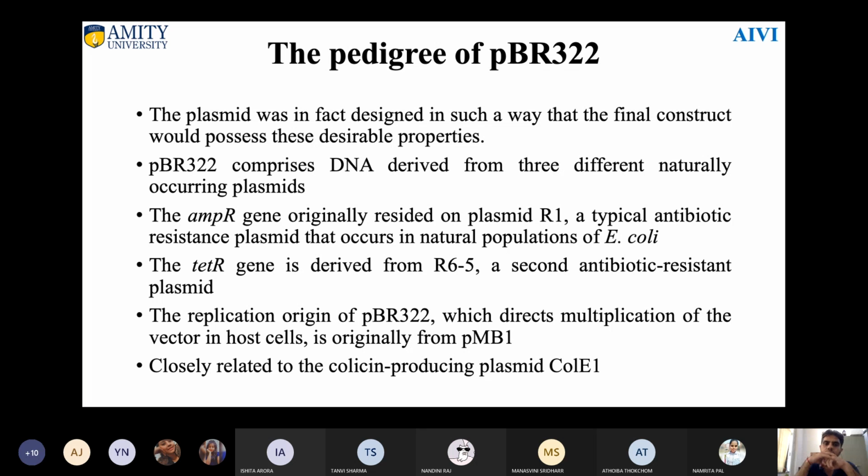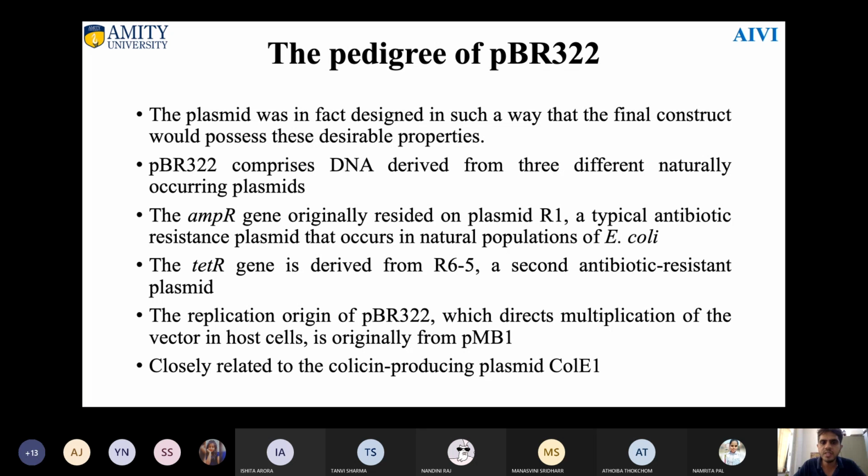So from where did you get these? pBR322 comprised DNA derived from 3 different naturally occurring plasmids. So whatever properties we are referring to here, these all come from 3 different plasmids. From these 3 different plasmids, we took our desired properties and joined them into a single plasmid. When we talk about properties, we are talking about ampicillin resistance, tetracycline resistance, and the origin of replication, and you also need to remove other things. We need promoters also so that these genes can express.